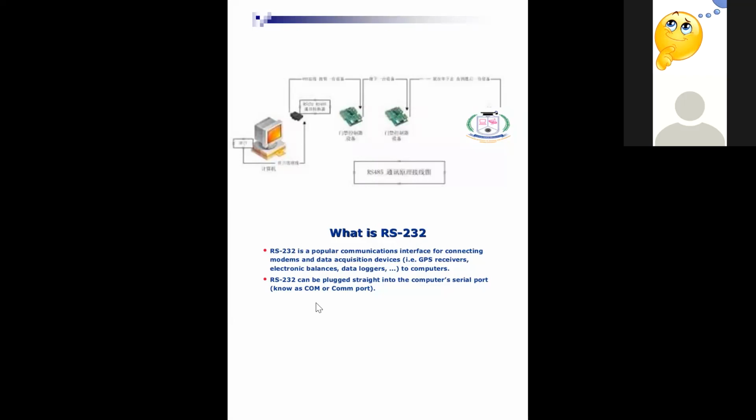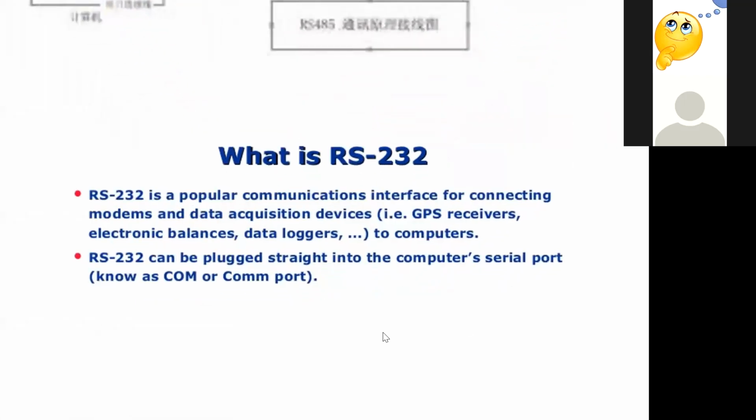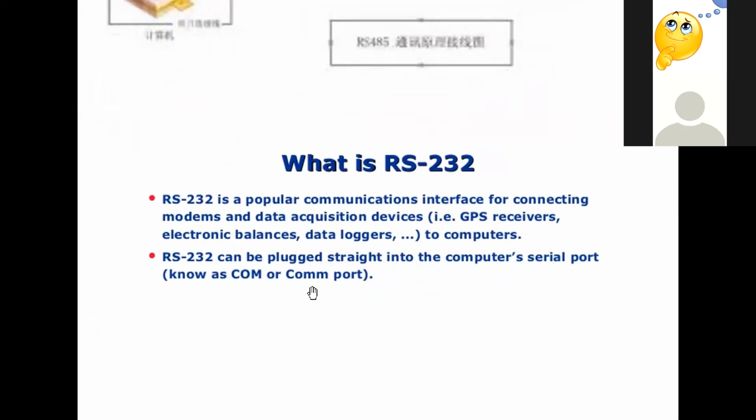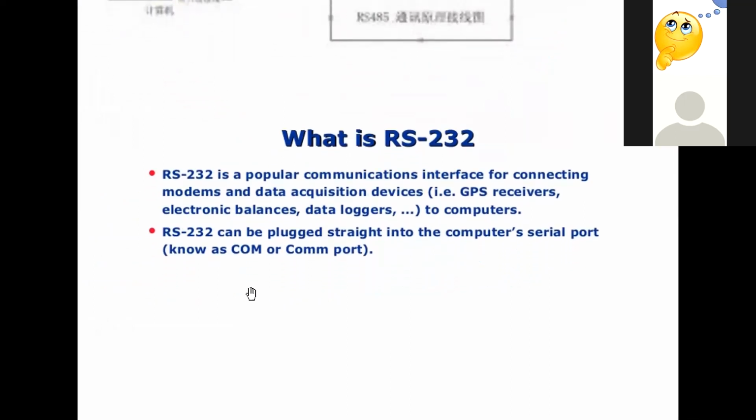So we will detect some errors in the first unit, parity error and all. How will we detect that? Now RS232. The RS here means recommended standard. The explanation of the abbreviation RS is recommended standard. It is a very popular communication standard used in modems and data devices, just like GPS and data loggers.